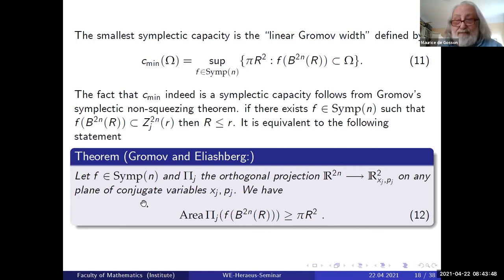You see, if you take in formula 12, if you take F equal to the identity, of course, the area of the projection of the ball on any plane xj, pj is pi r squared. And this does not change if you deform this ball B to nr using a symplectomorphism. You will never reduce the area of the projection here.